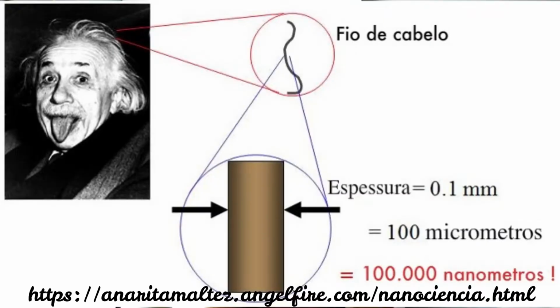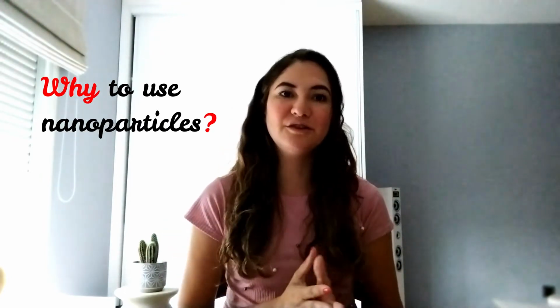For you to have an idea of this size, you can take your hair and observe the thickness of your hair. This thickness is usually around 100,000 nanometers. Now imagine a nanoparticle. The maximum size of a nanoparticle is 100 nanometers, which means 1,000 times smaller than this. It's really small. But what is the reason that people use this size of nanomaterials?